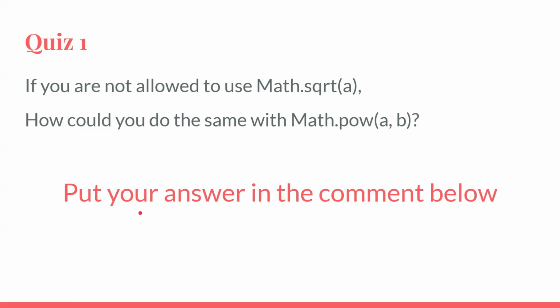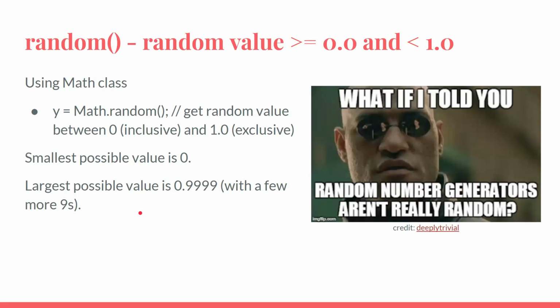The first challenge for you all. Suppose you're not allowed to use the square root method. How can you do the same thing using the Math.pow method? If you know the answer, put it in the comment section below. I will read every comment and give you feedback on your solution. Give it a try.